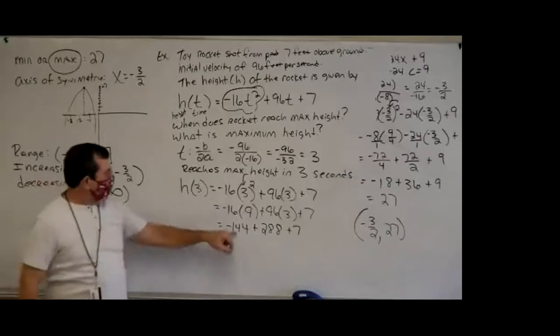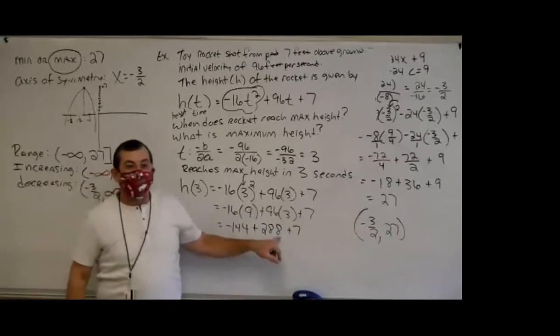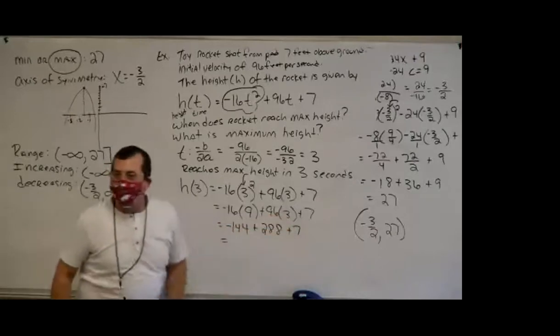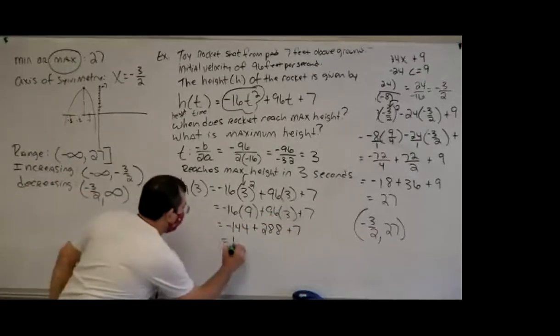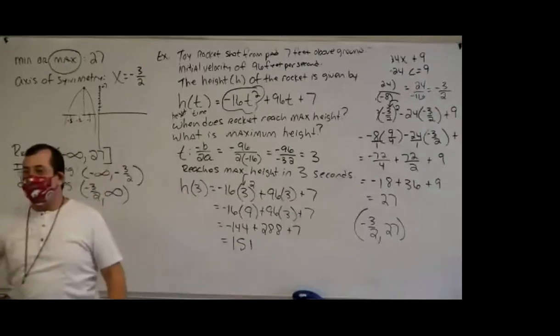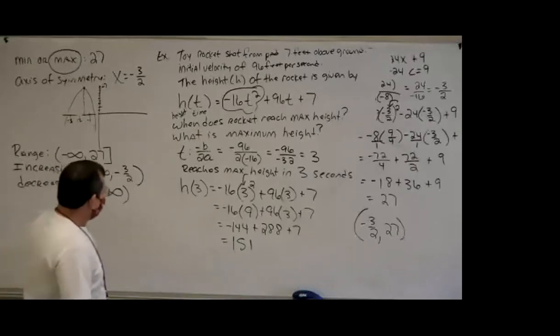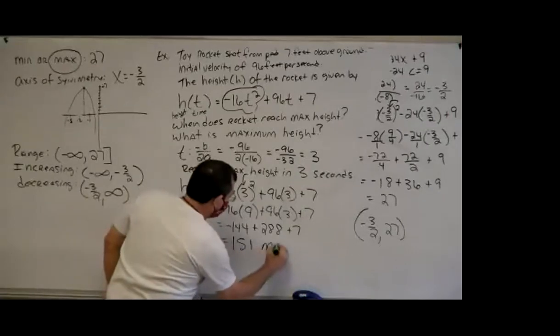All right, so here we go. Negative 144 plus 288 is a positive 144. 144 plus 7. So 151 feet. Is that pretty tall? Let's say about 10 feet per floor, right, about 10 feet. So 15 stories, that's pretty good. 3 seconds, that's pretty fast. All right, so that's the maximum height.